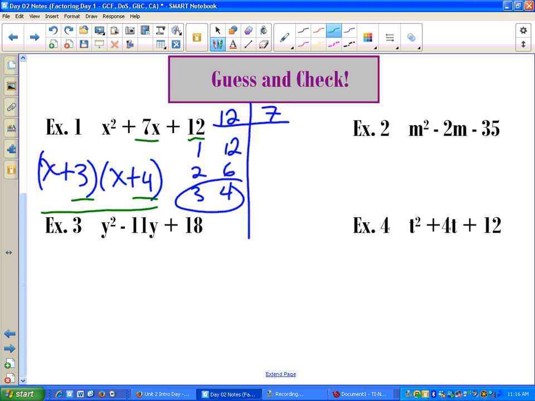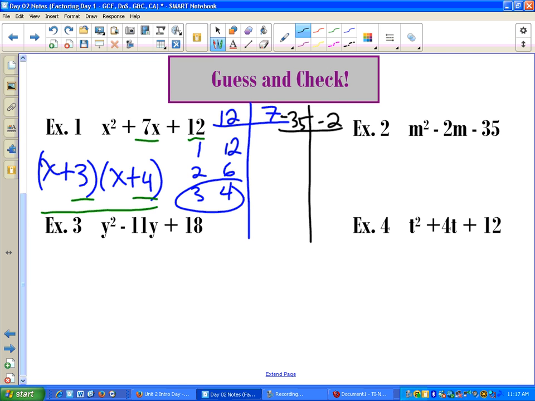I use the numbers that don't have the exponent because the number in front of the exponent is 1. Okay? Number 2. I want to do the same thing. Same pattern. What multiplies to be negative 35 and adds to be negative 2?